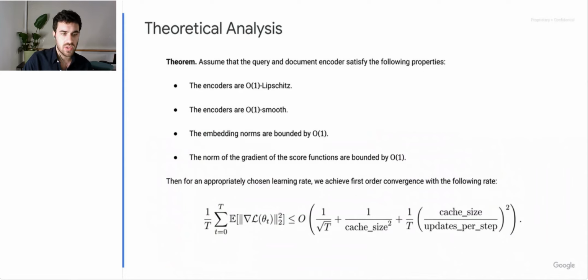Now, for an appropriately chosen learning rate, we achieve the following first-order convergence bound. So we see that averaged over all the iterations t, the norm of the loss gradient in expectation is bounded by 1 over square root number of iterations t, plus 1 over the cache size squared, plus 1 over t times the cache size over the number of updates per step, the number of new elements added to the cache each iteration, squared.